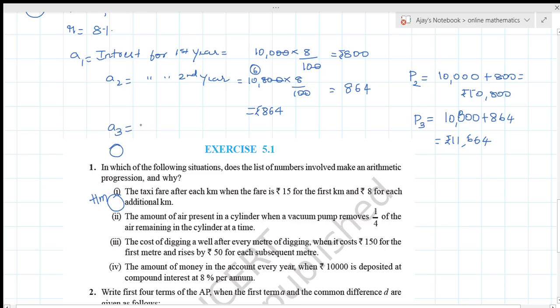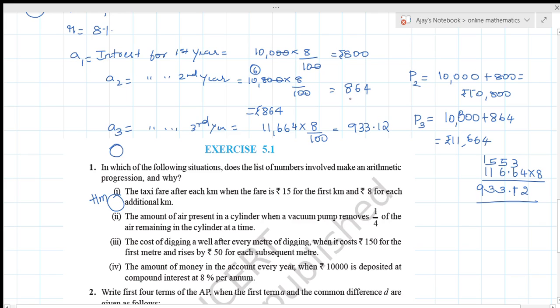Now I calculate the third year interest. Third year interest will be 11,664 into 8%. Let us solve this again. I multiply 116.64 into 8. So 8 fours are 32, 3 carry, 8 sixes are 48, 51, 5 carry, again 48 plus 5 is 53, 5 carry, 8 ones are 8 and 13, 1 carry, 9 points are 2. So what will be the interest now? 933.12. And clearly you can see that the difference is not the same.